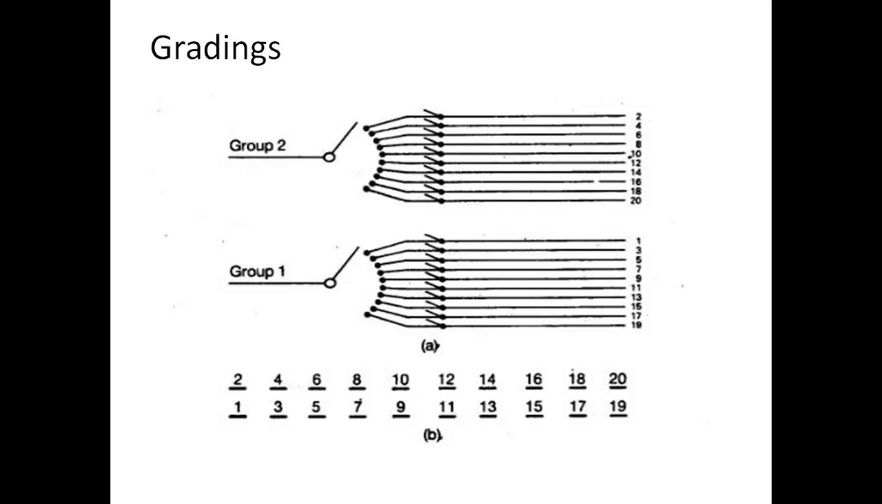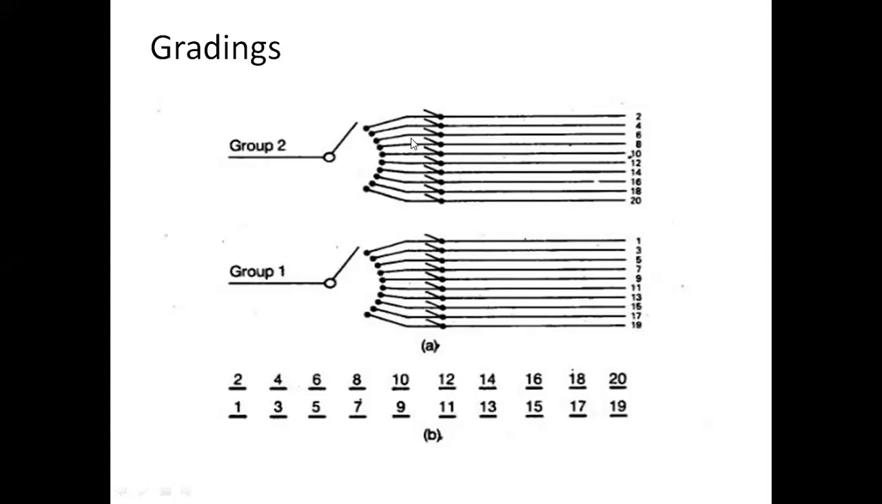What is grading? Let us consider you have two groups of switches with some n number of outlets. In this case, I have two groups, group one and group two, which are selectors, or you can also consider them as switches with 10 outlets on each group. Say in a situation where the traffic is random, and sequential selection is used to select the outlets of a switch.